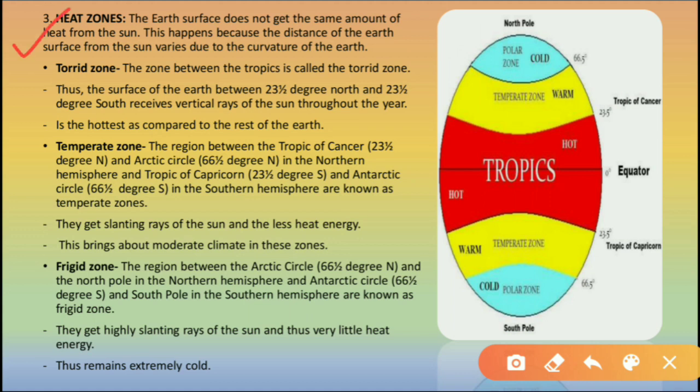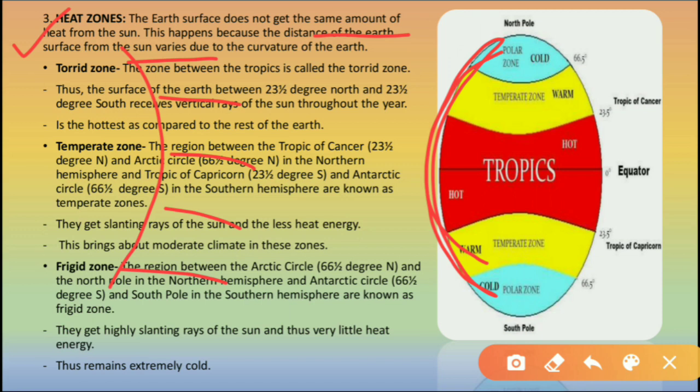The Earth's surface does not get the same amount of heat from the sun. This happens because the distance of the Earth's surface from the sun varies due to the curvature of the earth. Students, it means that suppose this is the sun, and this is the curved surface of the earth. So the earth's surface does not get the same amount of heat from the sun because the distance of the earth's surface from the sun varies due to the curvature of the earth.